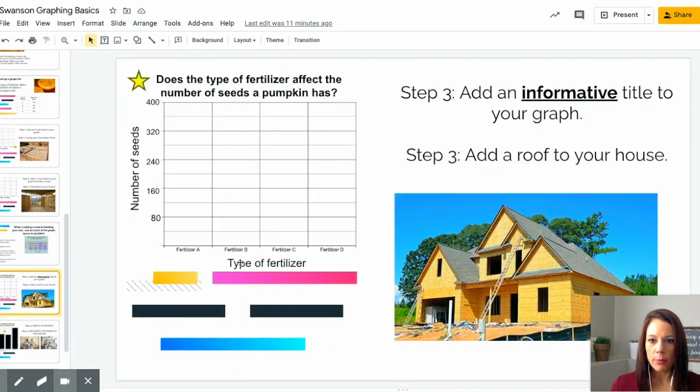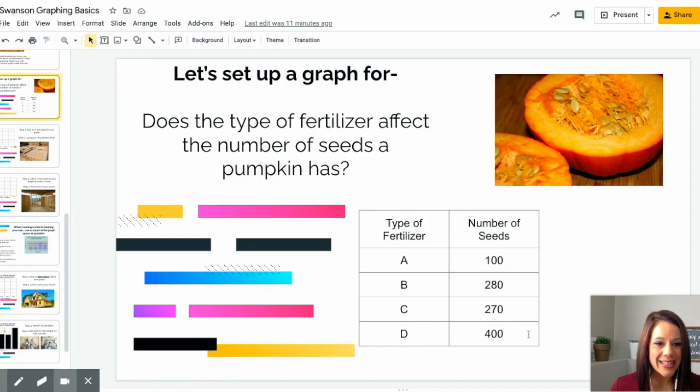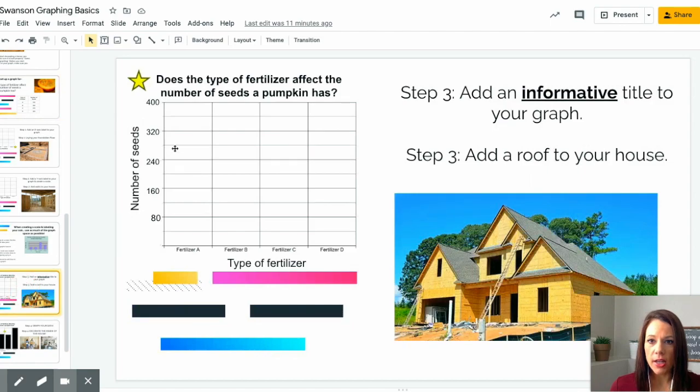So we've got our type of fertilizer here. We've got our number of pumpkin seeds here. And again, if I look back here, my highest number was 400. So that's how I decided to go up by 80s in this case. It took me a little bit to figure that out. But I've got my highest data point up here, and I've got a consistent scale, meaning I'm going up by 80 every other line in this case, or going up by 40s with every single line there.